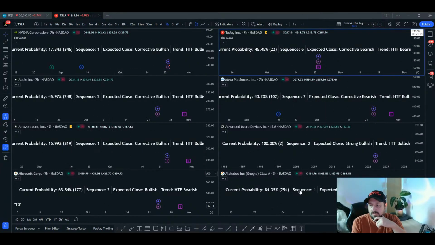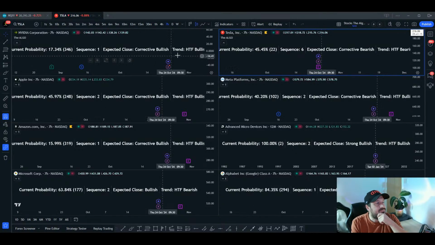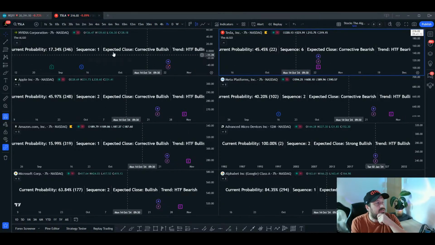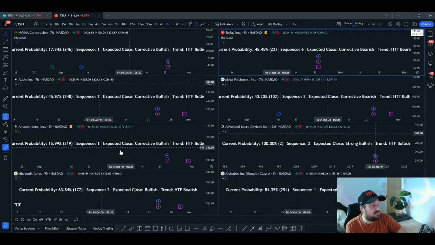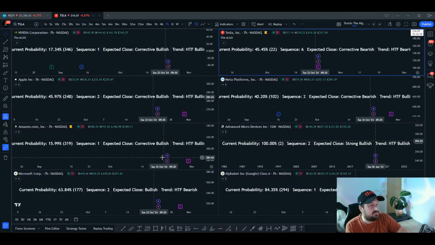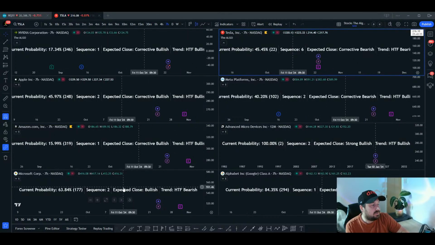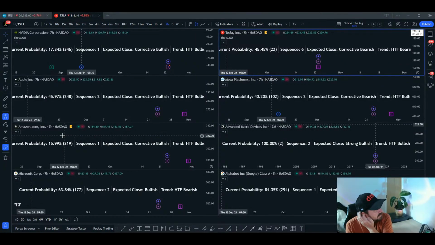So here I've put some different stocks and where they currently sit each day as New York opens, what the prediction is. So we can see NVIDIA is corrective, 17% probability of closing bullish. So again, NVIDIA's got an 83% probability of closing bearish today. Apple, running at 50-50. Amazon is corrective bullish. High probability of closing bearish.